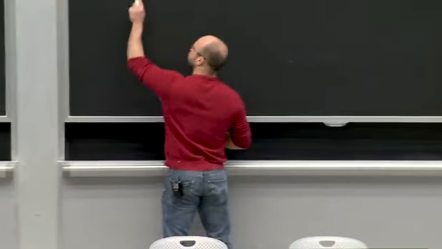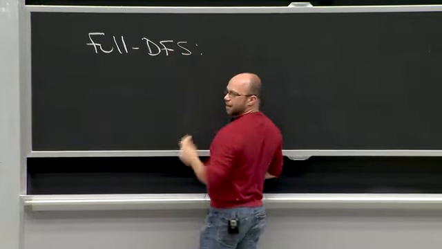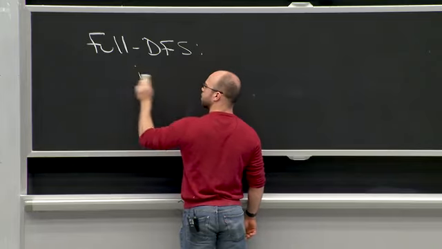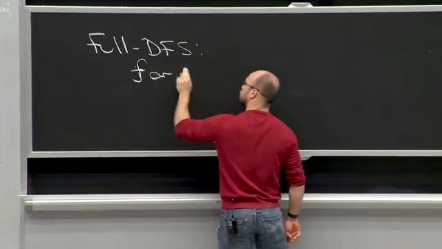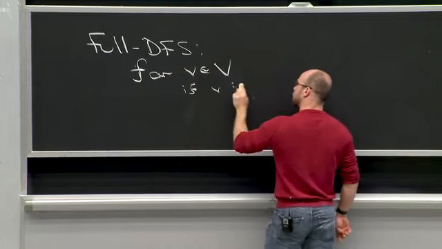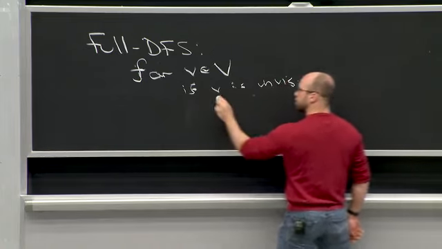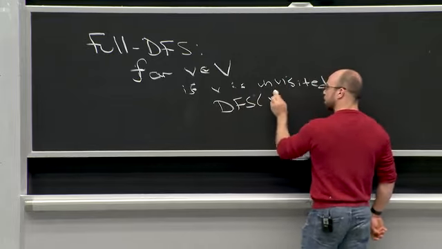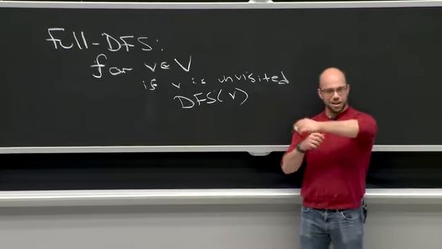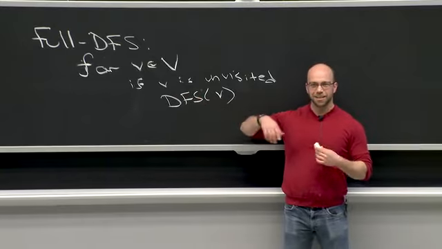So what is full DFS? I'm going to iterate over all my vertices, where I stands for for loop. If V is unvisited, then I'm going to do DFS starting at V. I guess we used visit to refer to this in the previous slide. And that's going to flood fill that whole connected component. And then I can collect that connected component and continue.